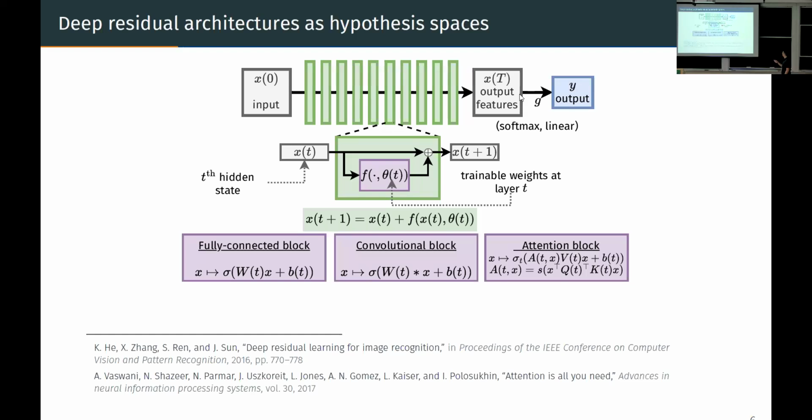And each of these residual layers takes the following form. The x_{t+1}, which is the hidden state at step t plus 1, is just x_t, this is the residual part, plus some nonlinear transformation. And this nonlinear transformation can take many forms, like fully connected blocks. You see that this is the usual affine transformation and nonlinear activation. You could also have convolutional blocks, and in ChatGPT, this would be some attention blocks, which is a little bit more complicated. But they're all of this form.